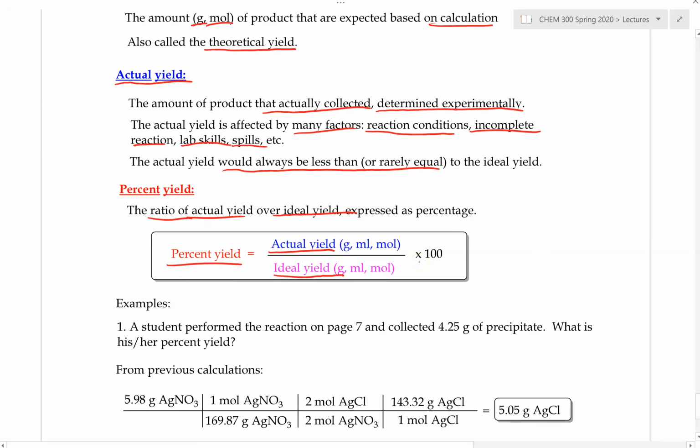When it comes to the actual yield and the ideal yield, the amount can be in grams, milliliters, or moles. It can be any amount of the product. But if we have the actual yield in grams, then make sure the ideal yield is also in grams. The units have to be the same. We can keep both in grams, or both in milliliters, or both in moles, and then multiply by 100. It's important that the units are the same.